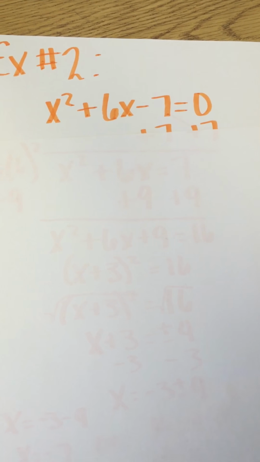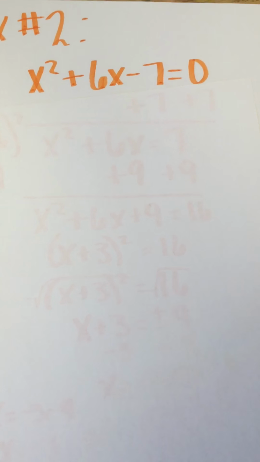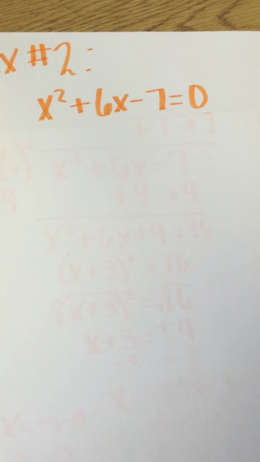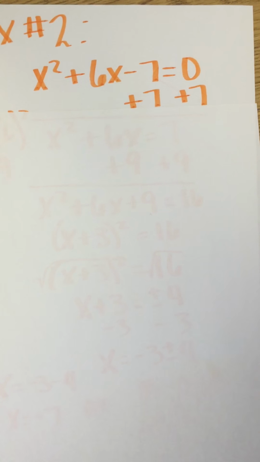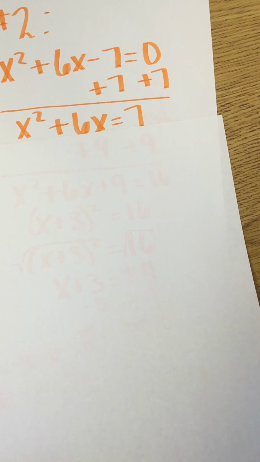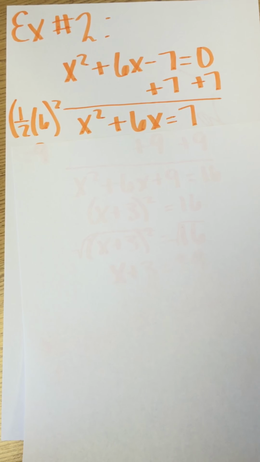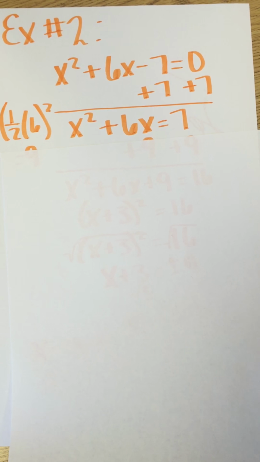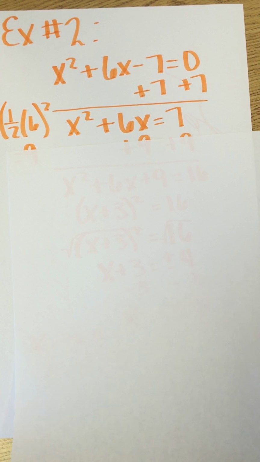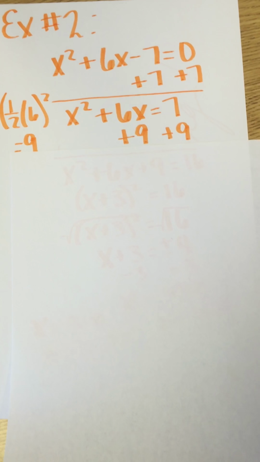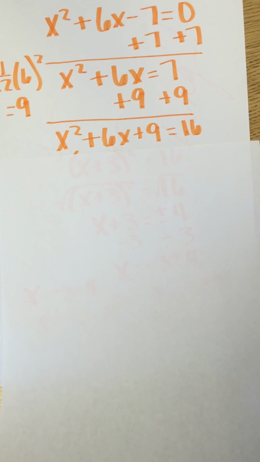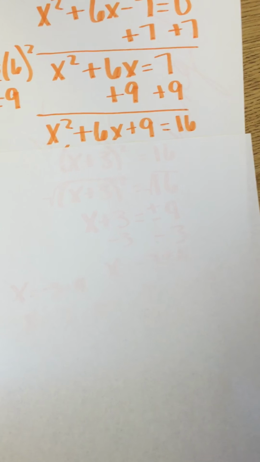Example number 2. X squared plus 6x minus 7 equals 0. To make sure that the x's are on the same side, you have to add 7 to each side. That will give you x squared plus 6x equals 7. Now you have to do 1/2 of b squared, I'm sorry, 1/2 times 6 squared will give you 9. Now you have to add 9 to both sides. That will give you x squared plus 6x plus 9 equals 16.